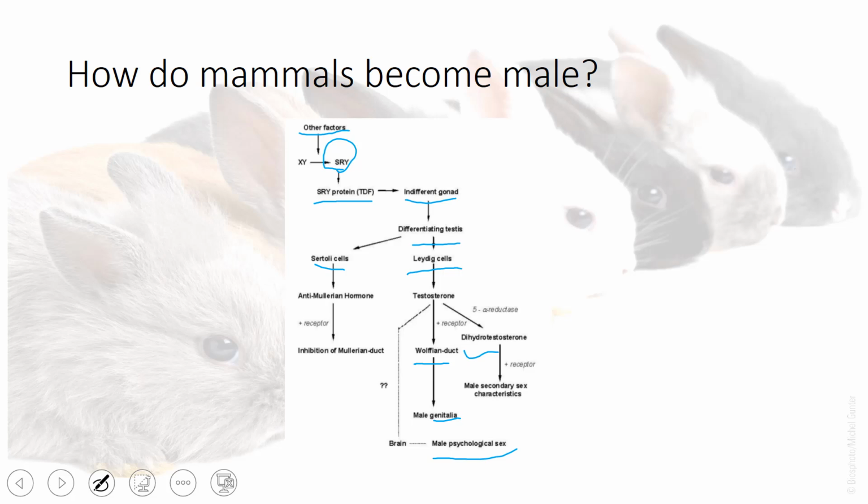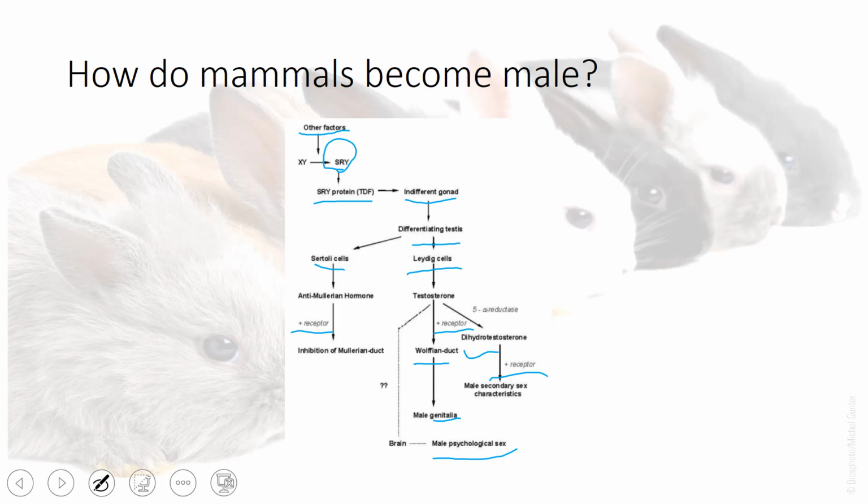While even just having this SRY piece is enough to develop maleness, it can be inhibited by other factors. You notice anywhere where we see plus receptor is a place where this process could be inhibited if you've got a mutation in the gene that codes for that receptor.